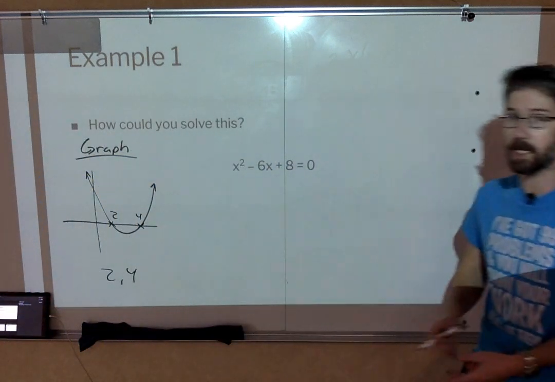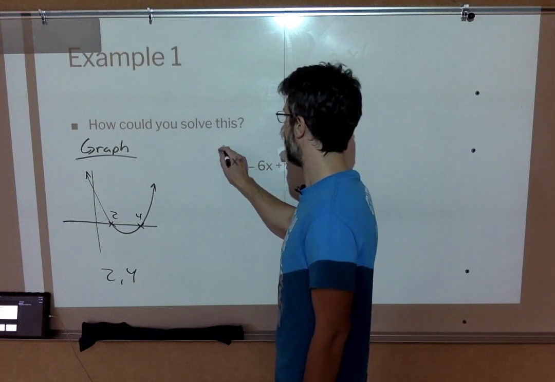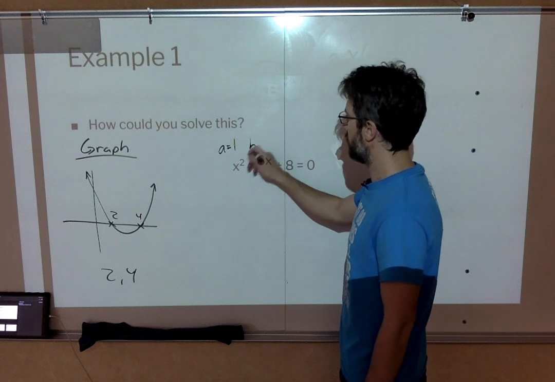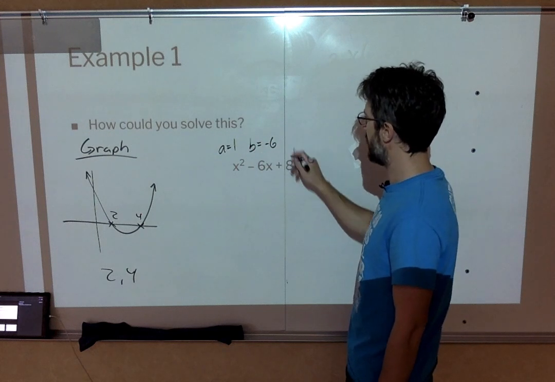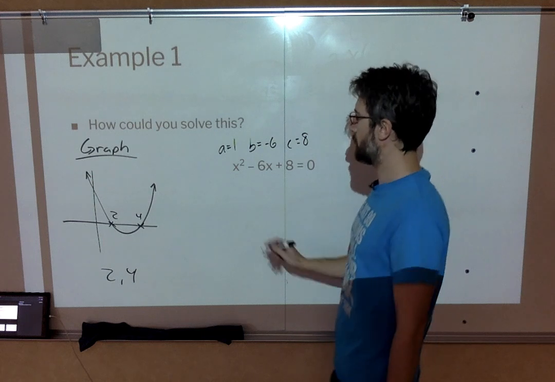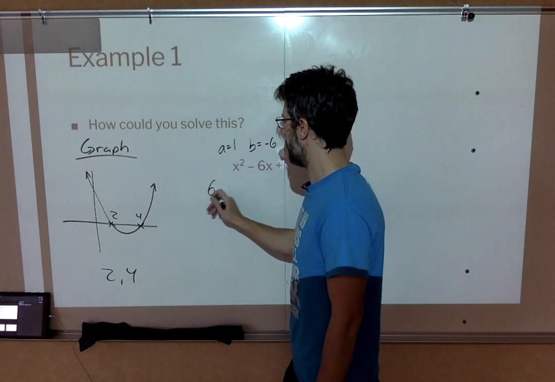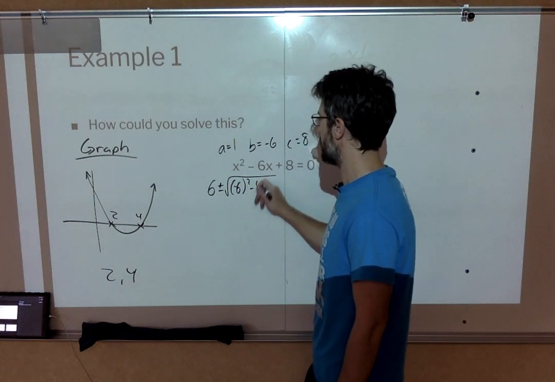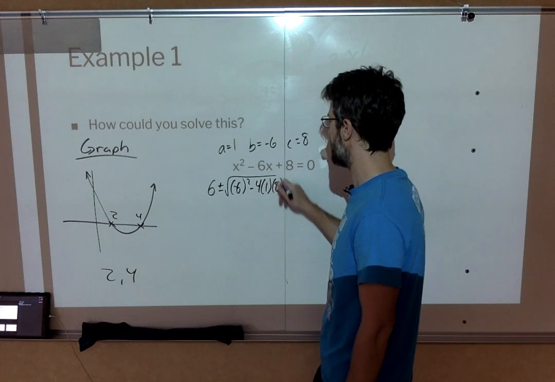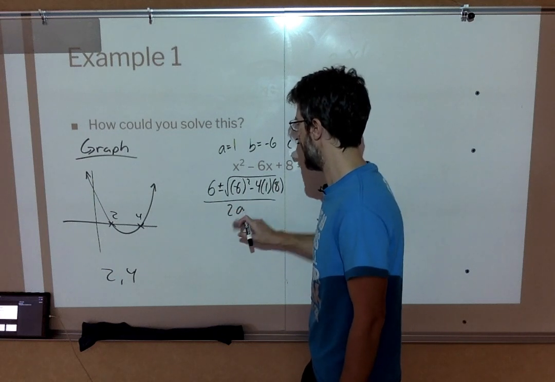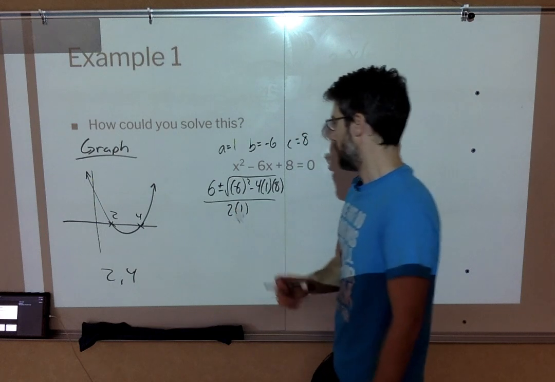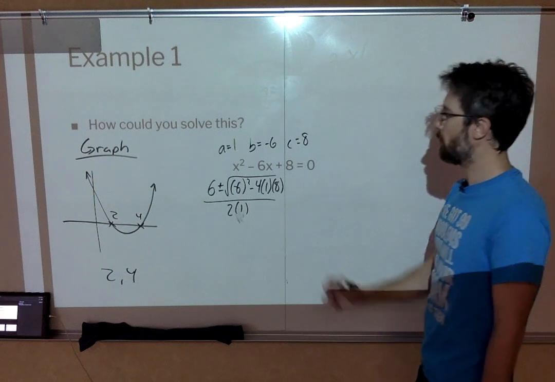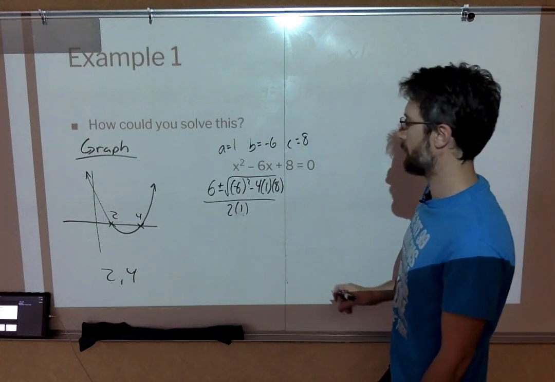We could also, in this case, use the quadratic formula. We would identify the coefficient of x squared is 1, the coefficient of x is -6, and the constant is 8, and then we would plug it into the quadratic formula: negative b plus or minus the square root of b squared minus 4ac, all over 2a, which is 2 in this case. Now, we're not doing that in this. I'm just sort of trying to make a point here, so don't worry if you can't remember the quadratic formula.